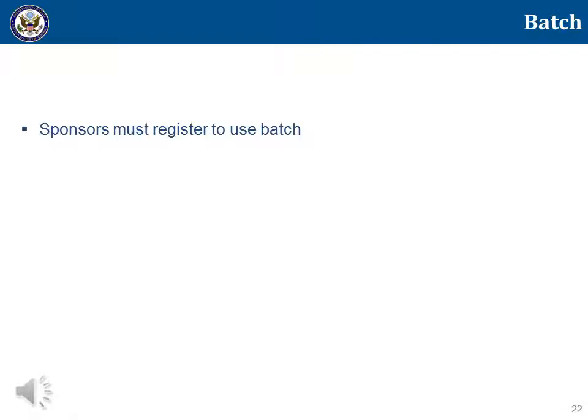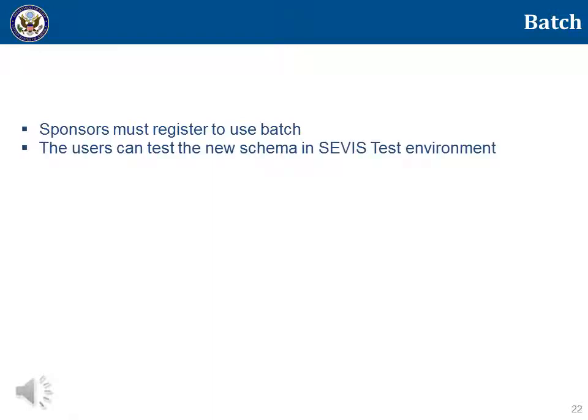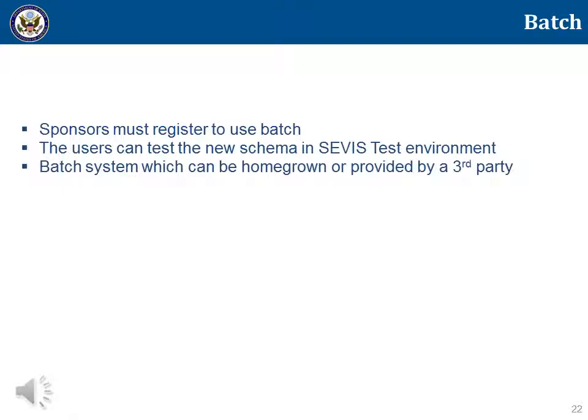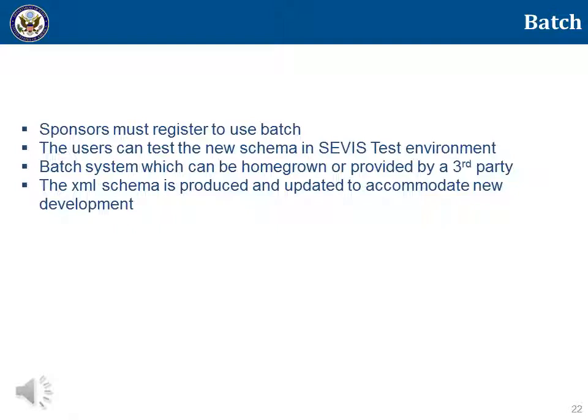Any sponsor that uses batch must first register for batch. After registration, users must test using an XML schema and the SEVIS test environment. Batch systems can be homegrown by the sponsors, or sponsors can use the software provided by a third-party vendor. The XML is updated when new functionalities are added to SEVIS. Batch files are uploaded nightly. After the upload is completed, a transaction file is returned back to the sponsor.